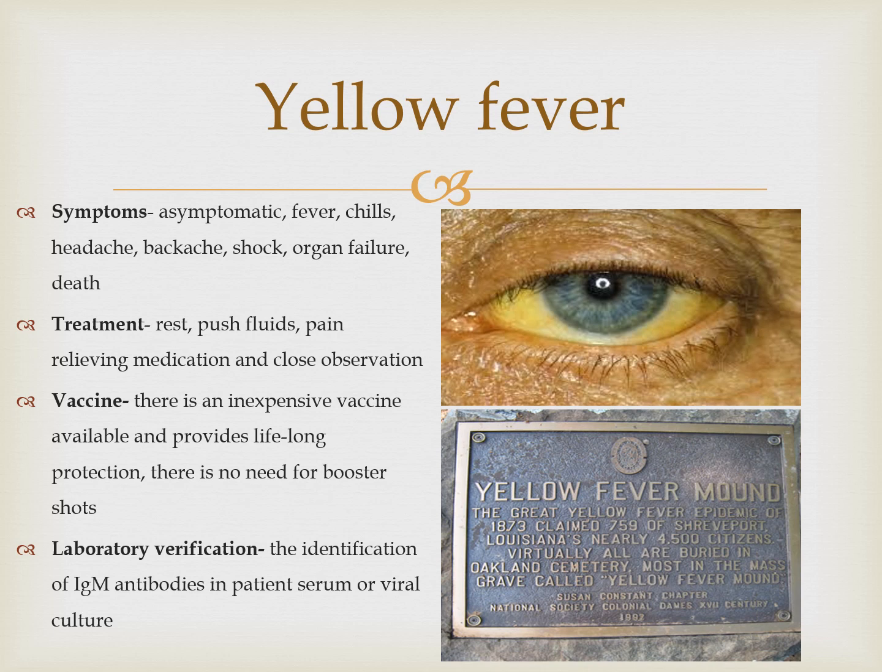And there is a vaccine available, and it's typically recommended to people living in Africa or South America. There is a vaccine, and it provides lifelong protection, and there's no need for a booster shot, so that's kind of sweet. Laboratory verification, we can identify yellow fever by looking for IgM antibodies in patient serum or viral culture. And again, viral cultures are kind of slow and a pain. So if you can identify it using ELISA, that would be even better.